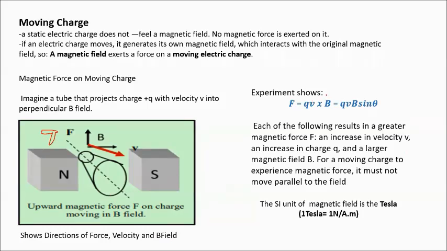To compute for the force experienced by this Q or charge moving in the vicinity of magnetic field, we have to use this formula: F = QVB sine of the angle, where the angle is the angle between the velocity and magnetic field.